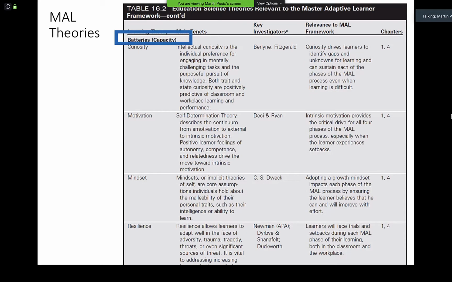time. In that graphic that you saw with the Master Adaptive Learner, we talked about batteries and the enabling things of curiosity, motivation, mindset, and resilience, and each of those have their own theoretical evidence for them. I encourage you to read on these as well.